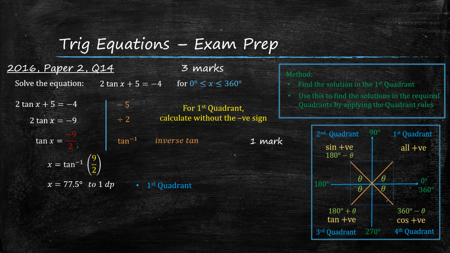Now we need to ask ourselves, which quadrants do we need to find the x value for? Well, tan x is equal to negative 9 over 2.